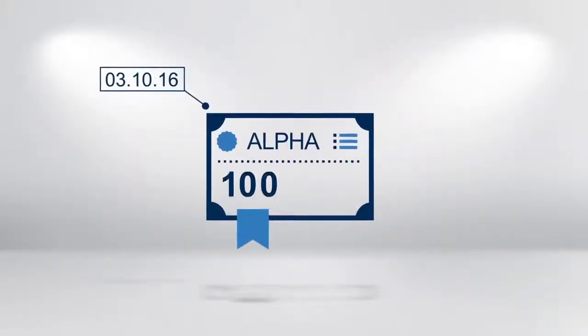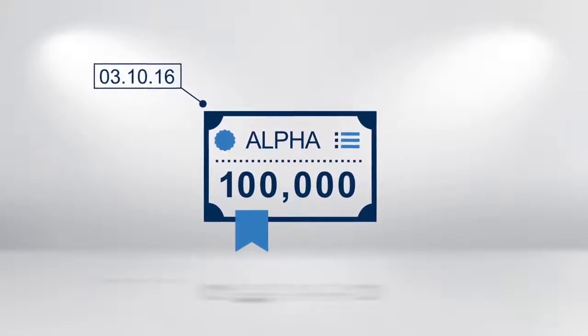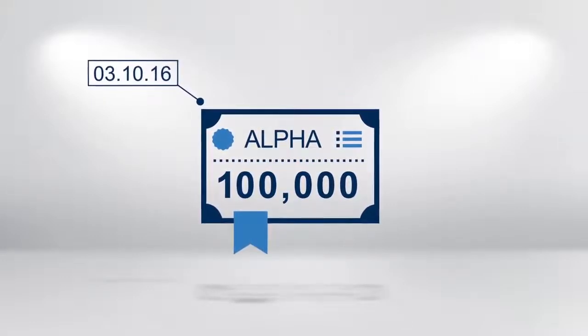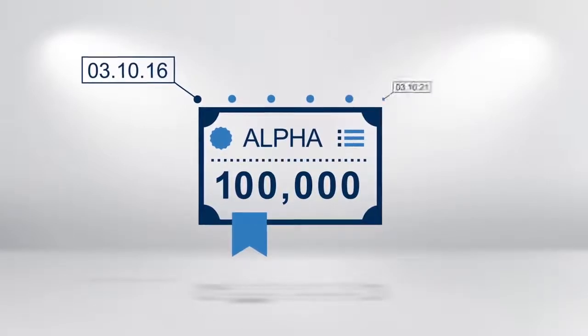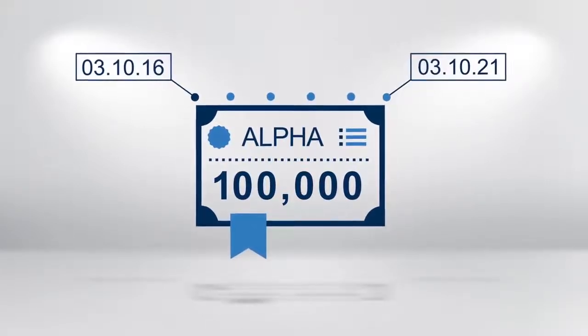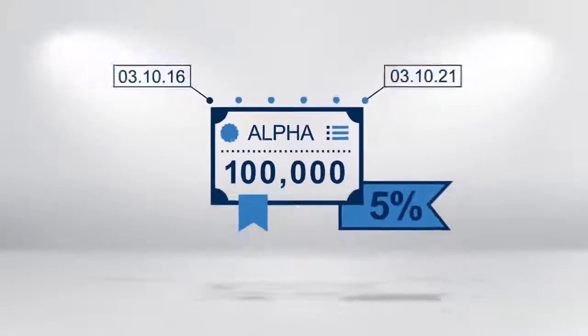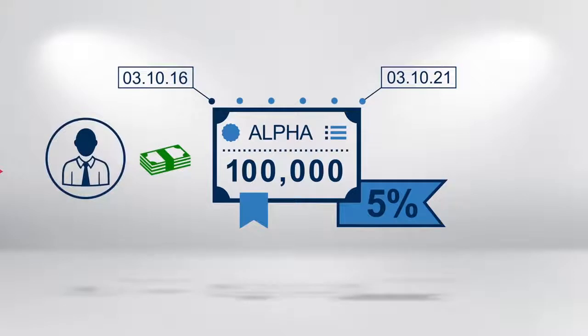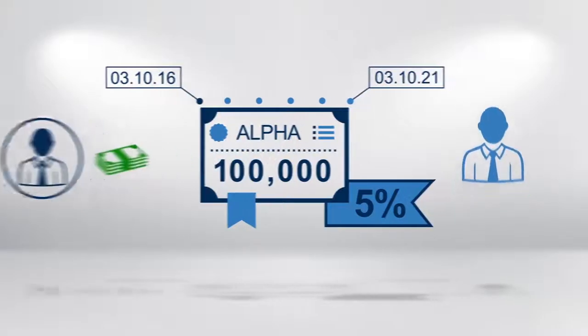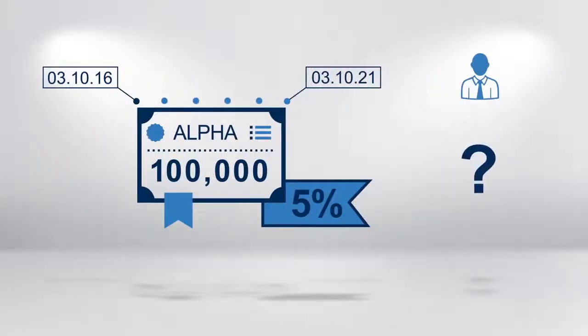On the 3rd of October 2016, we buy a bond for €100,000 in Alpha Bank on the day it's issued. It's a 5-year bond maturing on the 3rd of October 2021, and it pays a coupon of 5% annually. We pay €100,000 cash to our broker who buys the bond on our behalf. We're now the owner of the bond. Given this information, we can now work out how much the coupon payment will be and when we'll receive it.